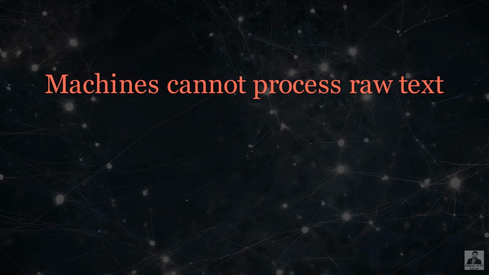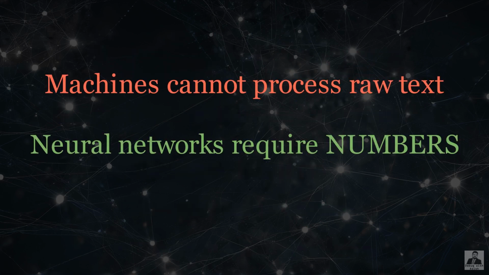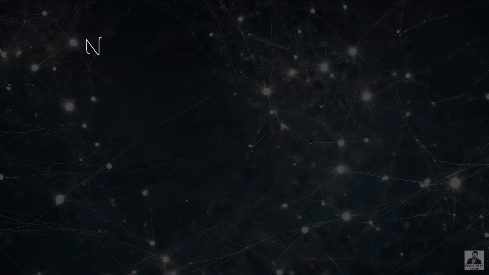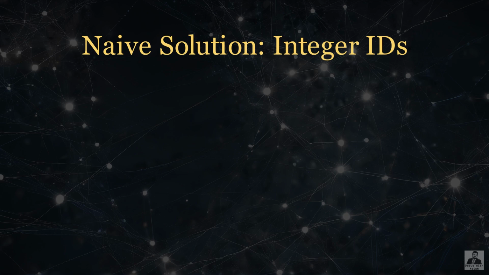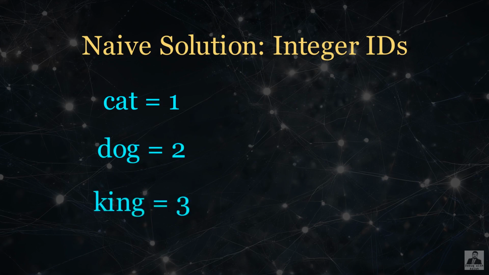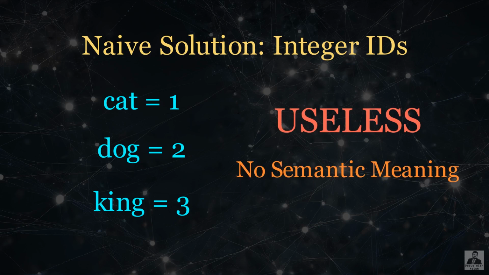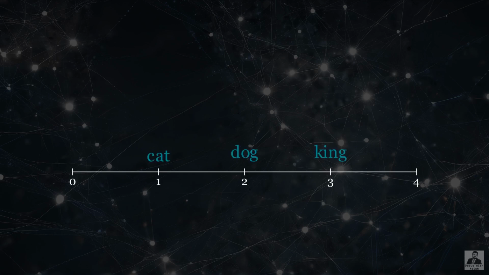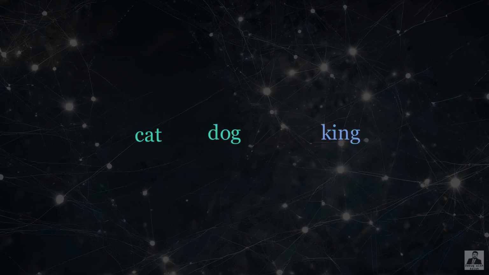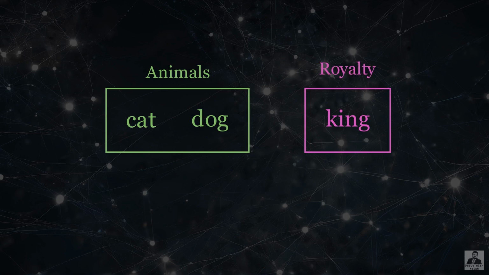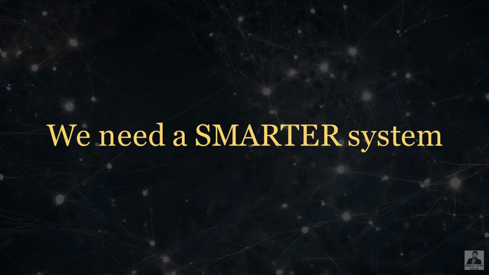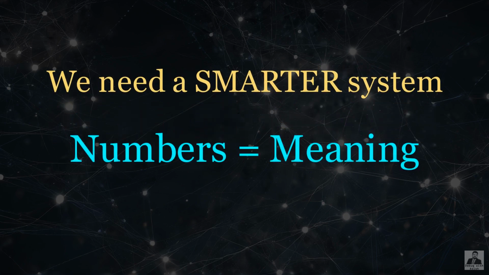Machines cannot process raw text. Everything going into a neural network must be a number. The naive solution is to assign each word an integer ID. Cat gets 1, dog gets 2, king gets 3. But this is useless. These numbers carry no meaning. Mathematically, cat at 1 is closer to dog at 2 than it is to king at 3. But semantically, cat and dog are both animals and are far more related to each other. We need a smarter system, one where the numbers themselves encode meaning.